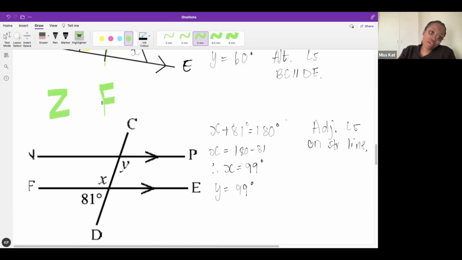So what do we have here? Which shape do we have here? A Z. So then it will be alternate angles. There we go. Which two parallel lines am I using? PY and EF. So PY is parallel to EF. Thank you very much. That was beautiful.